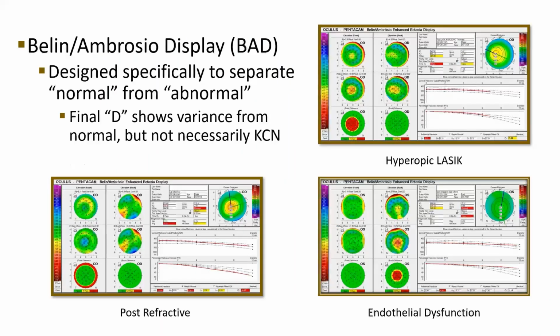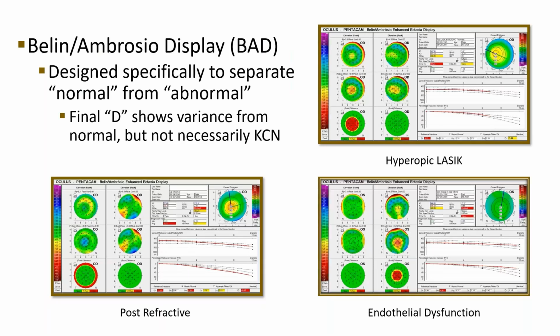As I mentioned, the display wasn't designed specifically for keratoconus. It was designed to separate normal from abnormal. The final D shows variance from normal, but not necessarily keratoconus by itself. And if you look at these examples, the lower left is a post-refractive eye. Obviously, that's not a normal cornea. You'll see flattening on the anterior elevation map, a normal posterior elevation, but corneal thinning in the upper right. And you'll notice the overall reading, the final D on the lower right, is abnormal, as it should be, because it's not a normal cornea.